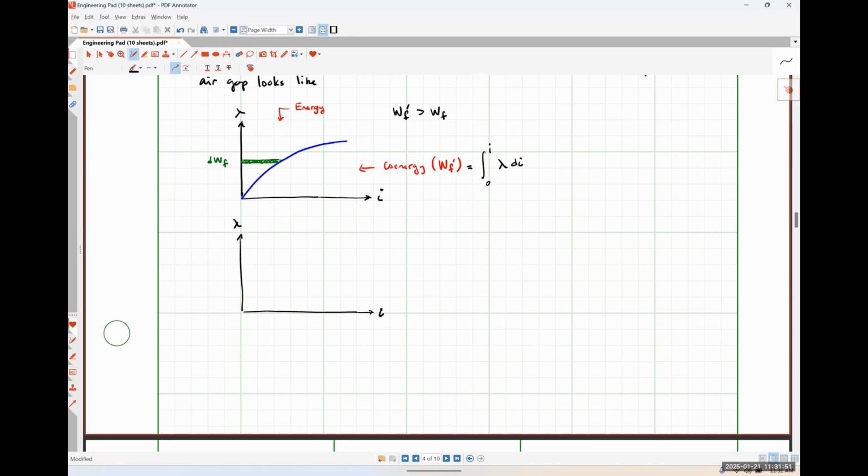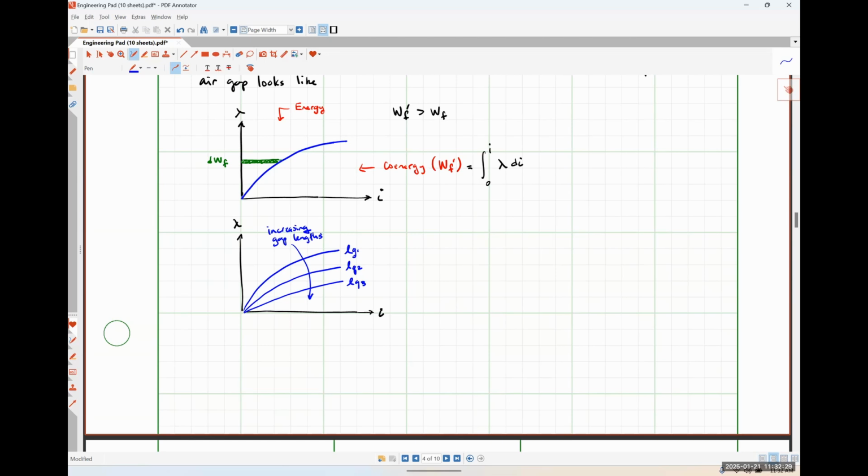Here's I, and let's say that this curve right here corresponds to some gap length LG1. This curve right here corresponds to some gap length LG2. This curve right here corresponds to LG3. And I'm just going to make a note. These are increasing gap lengths, meaning that LG1 is shorter than LG2 is shorter than LG3.